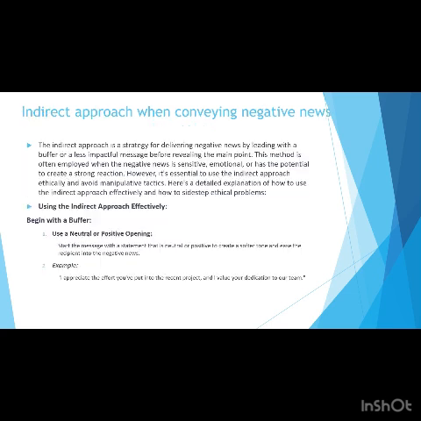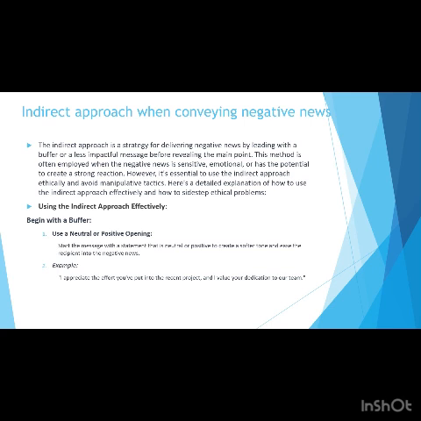So now let's take a look at the indirect approach when conveying negative news. So the indirect approach for delivering negative news involves cushioning the impact of the message by starting with a buffer or less impactful statement before revealing the main point. So this method is particularly used when the news is sensitive or could provoke a strong emotional reaction. So now I'll go through how to use the indirect approach effectively.